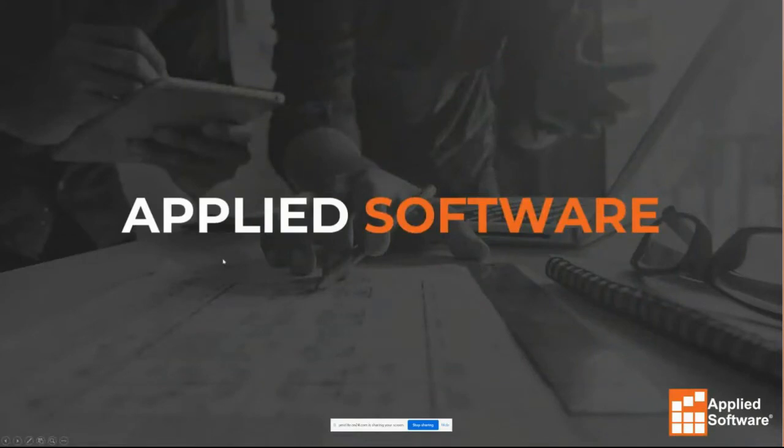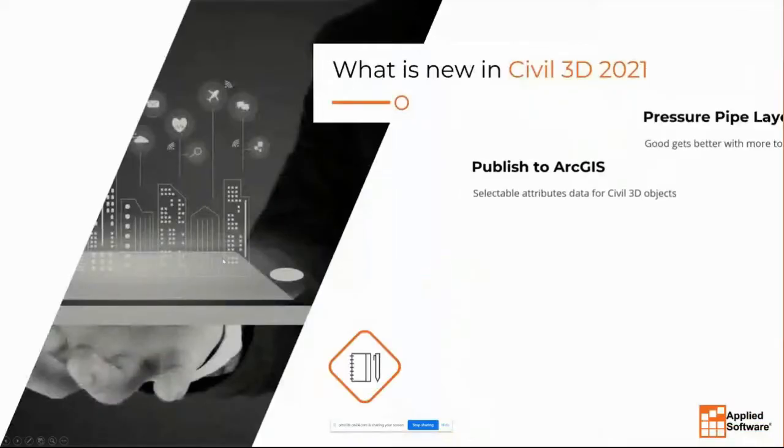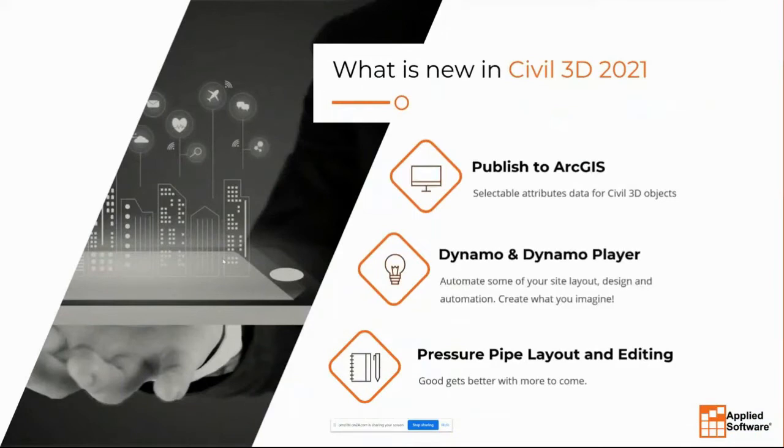All right, so what's new in Civil 3D 2021? There's three big changes or updates that I want to address today. I want to talk to you about Publish to ArcGIS and some of the changes they made in that. The workflow is not different, but it is more powerful in allowing you to select key attributes instead of pushing all the attribute data up.